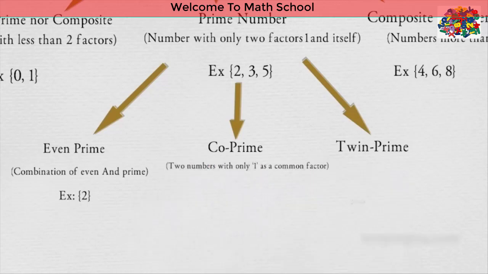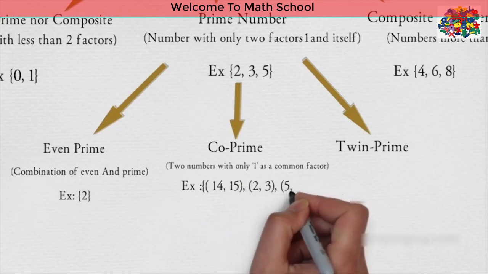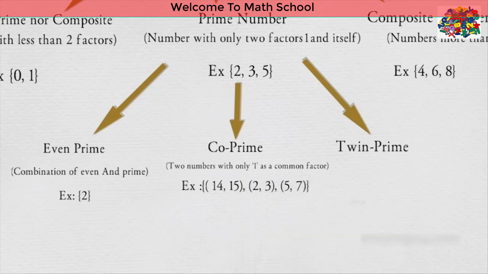Two numbers with only 1 as a common factor are known as co-prime numbers. So 14 and 15 are co-prime numbers, 2 and 3 are co-prime numbers, 5 and 7 are co-prime numbers. Co-prime numbers do not have to be only prime numbers or only odd numbers. Here 14 and 15 are not prime numbers, but they are co-prime numbers because they have 1 as a common factor.